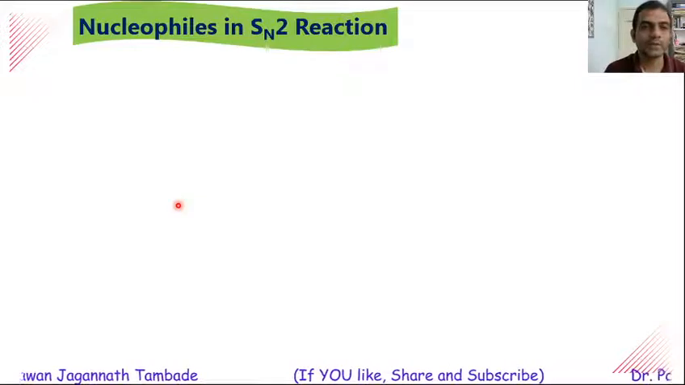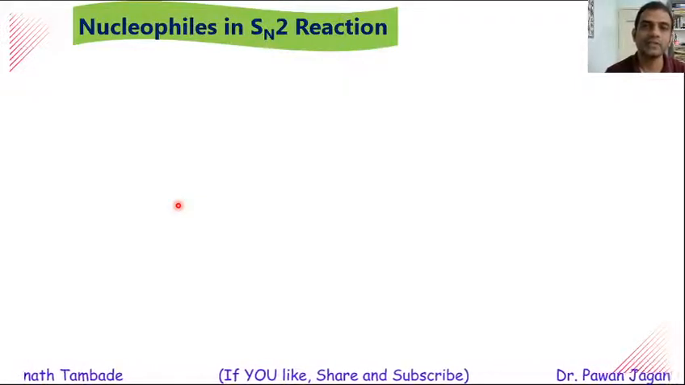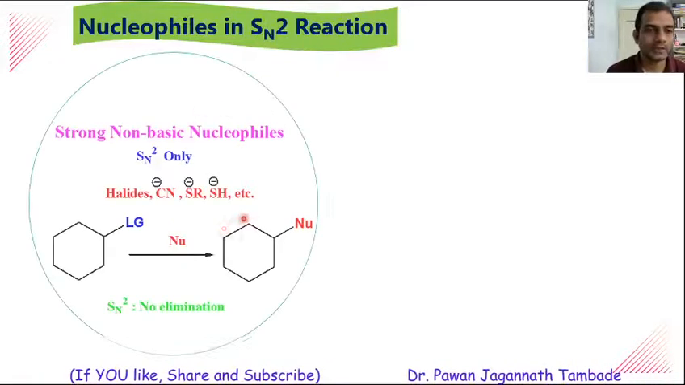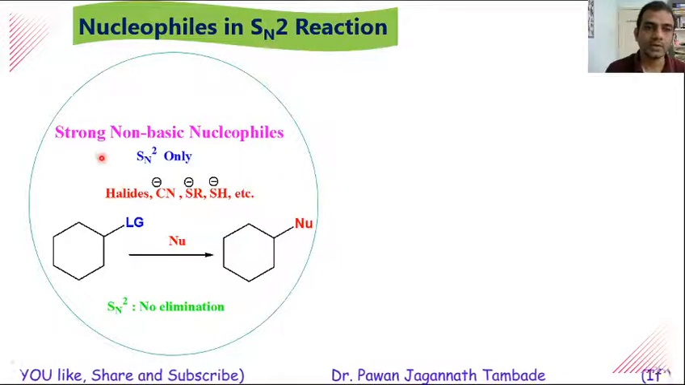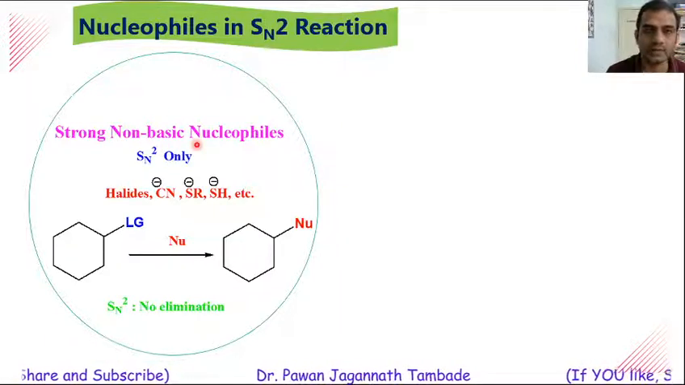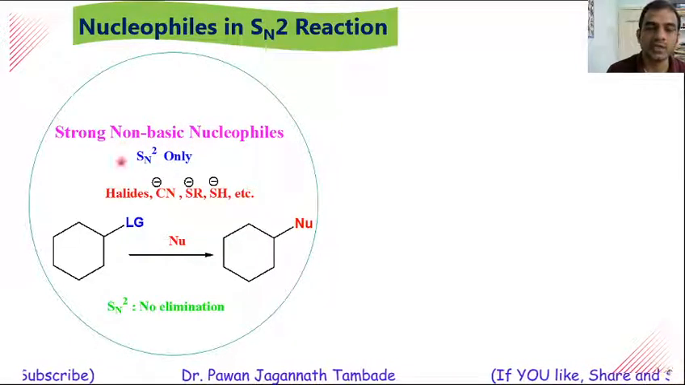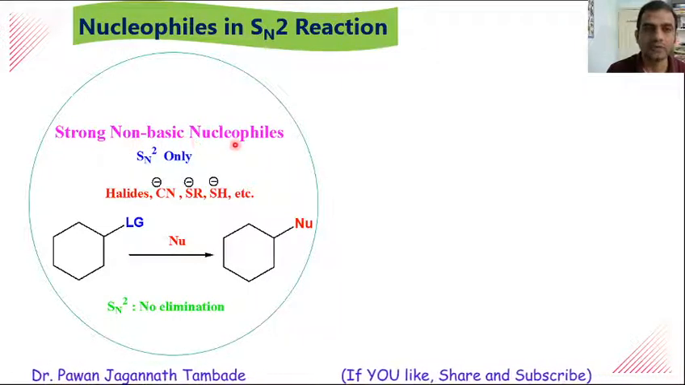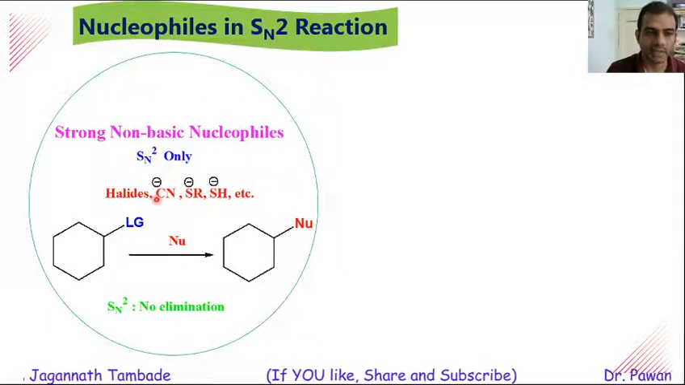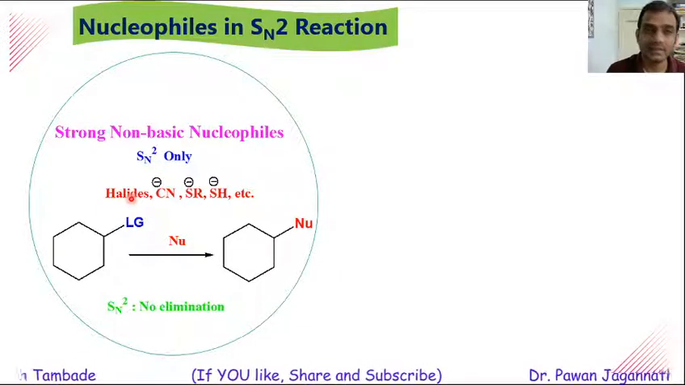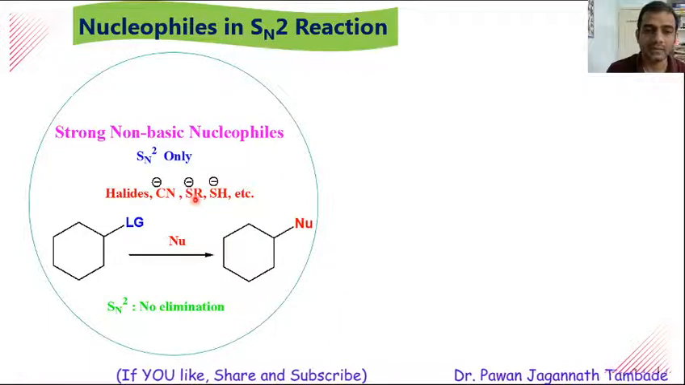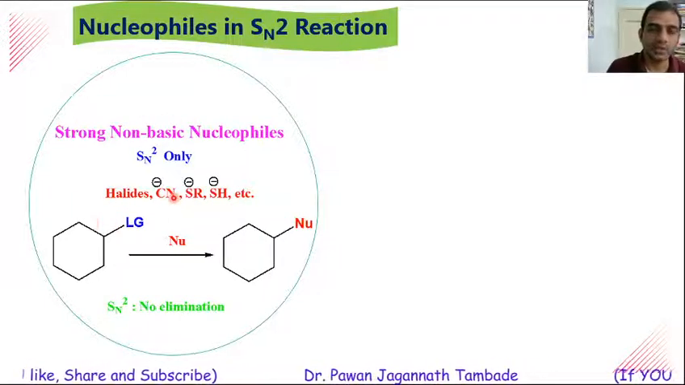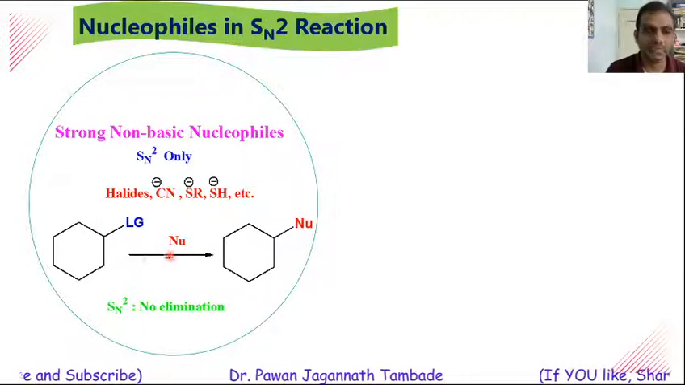Now we will see some more examples of nucleophiles and their relation with SN1, SN2 and elimination types of reactions. For that, look at this example. A strong non-basic nucleophile always favors SN2 reaction. Please remember these: strong but non-basic nucleophiles always favor SN2 reaction. Some examples are halides, then cyano, SR minus and HS minus. These are the nucleophiles which always favor SN2 reaction and never elimination reaction.